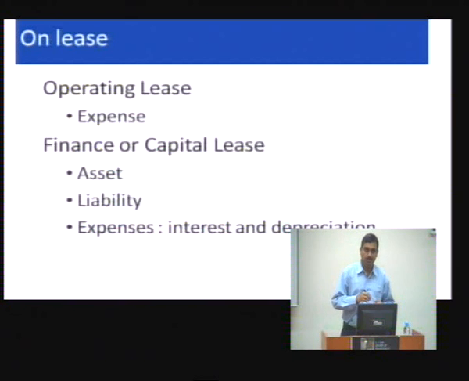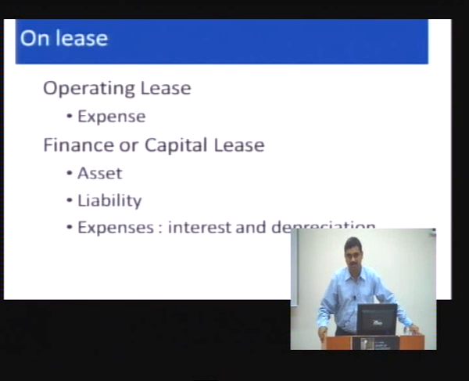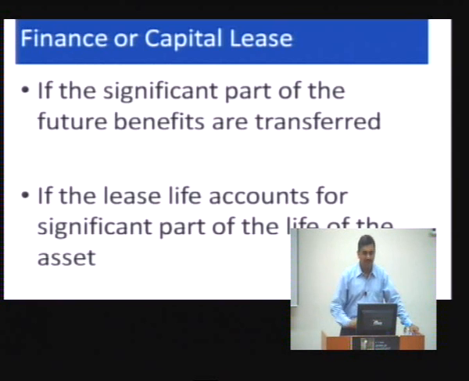In case of an operating lease, no asset, no liability, only an expense. And in case of a finance lease, an asset is created, a corresponding liability is created, and an expense is created. But the question is, what is this operating lease and what is this finance lease? Finance lease, let me take up first.